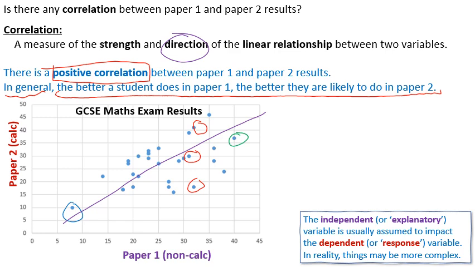But in reality, things tend to be more complicated. In this case, for instance, probably both of your results are likely to be influenced more directly by some third factor, like your mathematical ability and your understanding and your capacity to demonstrate that in an exam situation.